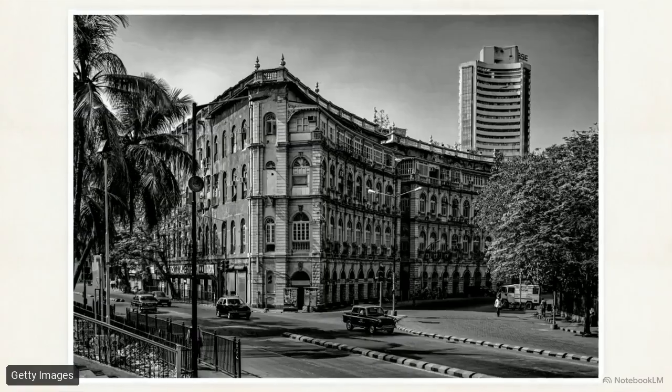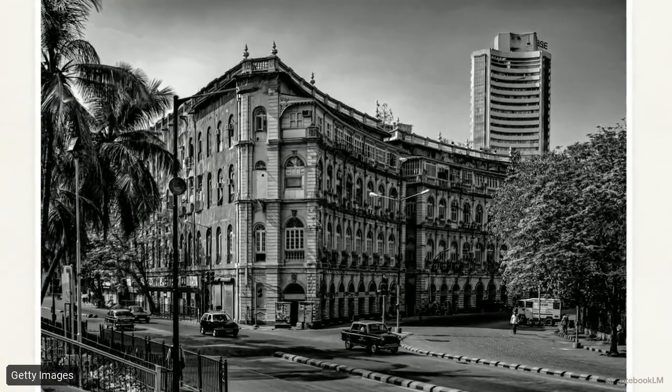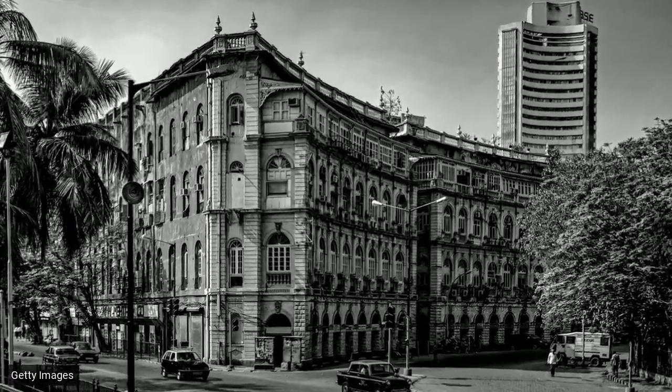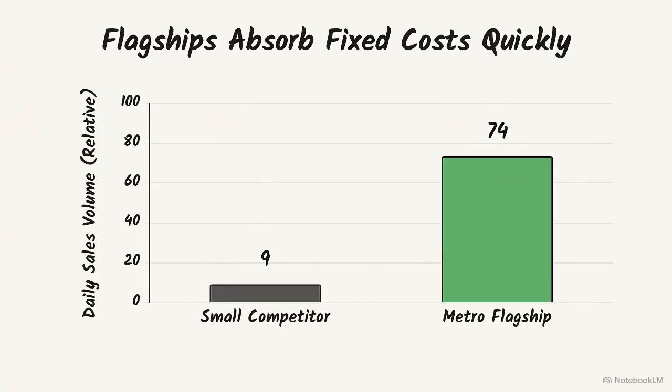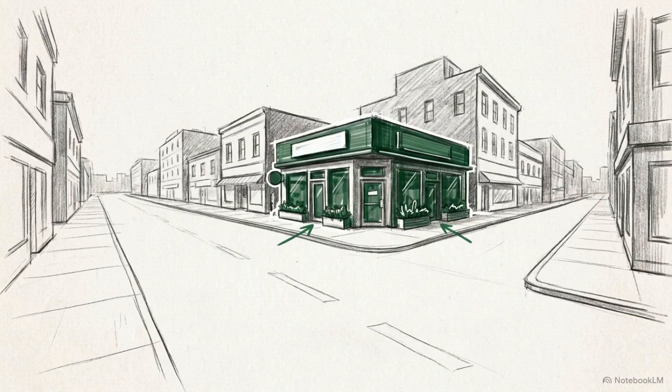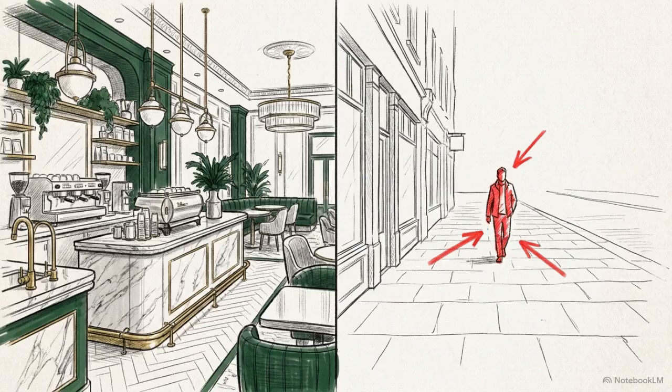A flagship metro store like this Mumbai location benefits from massive, concentrated daily footfall. These locations can generate 8 times the daily sales of a smaller competitor, allowing them to quickly absorb the high fixed costs of the initial fit-out. Tier 2 market entries face a different reality. The initial capital expenditure remains high, but local footfall is significantly lower and takes longer to grow.